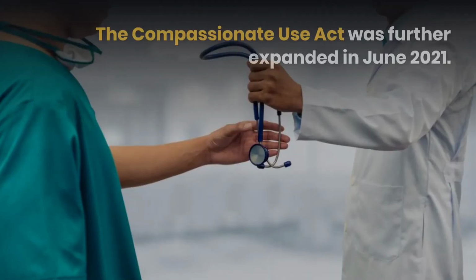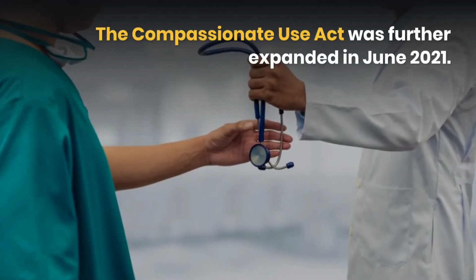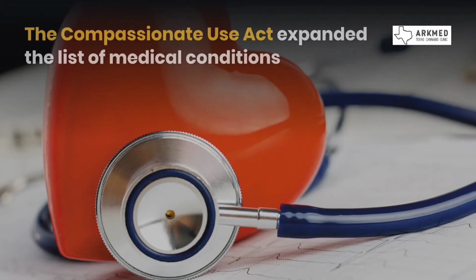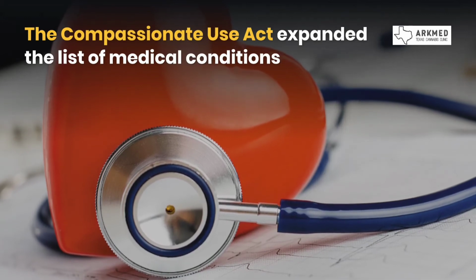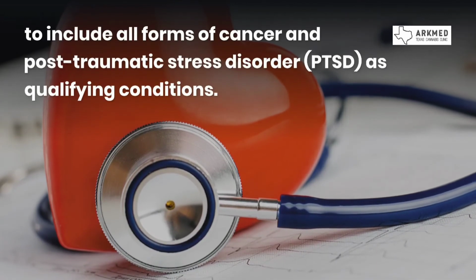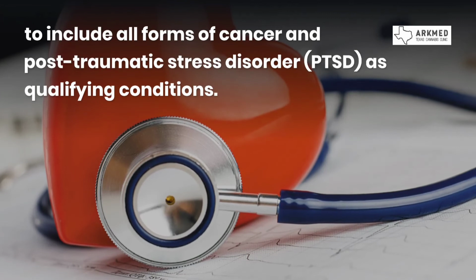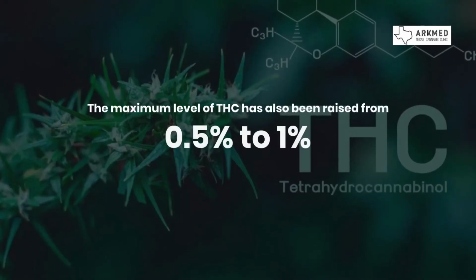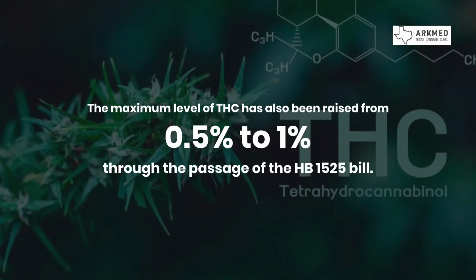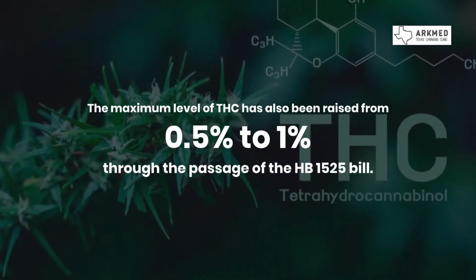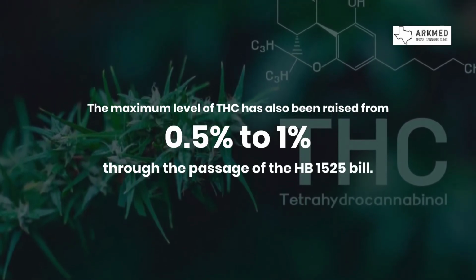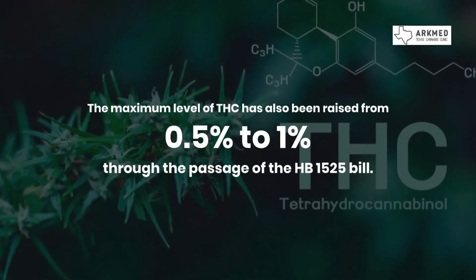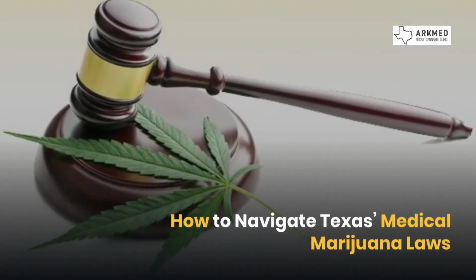The Compassionate Use Act was further expanded in June 2021. The Compassionate Use Act expanded the list of medical conditions to include all forms of cancer and post-traumatic stress disorder as qualifying conditions. The maximum level of THC has also been raised from 0.5% to 1% through the passage of the HB 1525 bill.